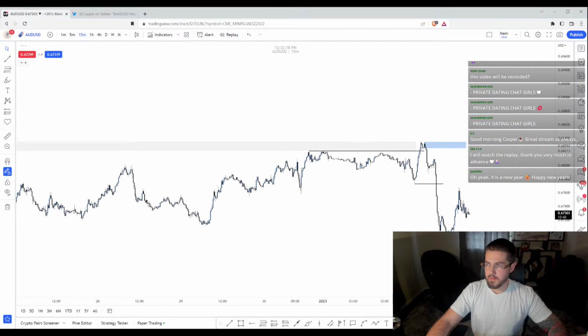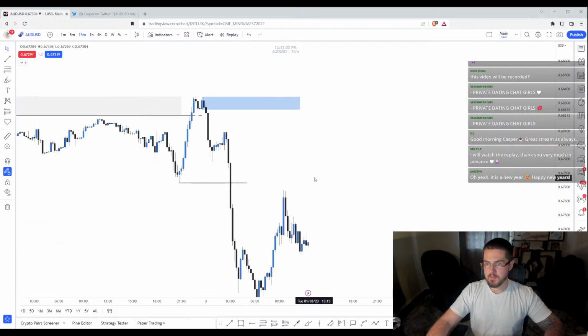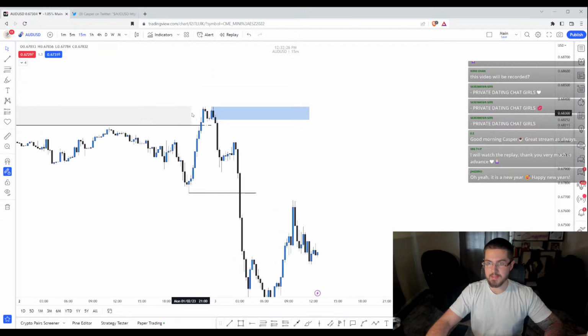So then I'm going to jump down to a 15-minute. And to me, I like this zone just because it occurred within this POI. Now, we had some displacement down. This didn't take structure either.